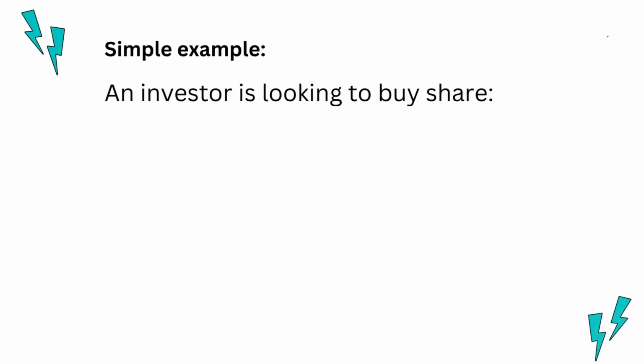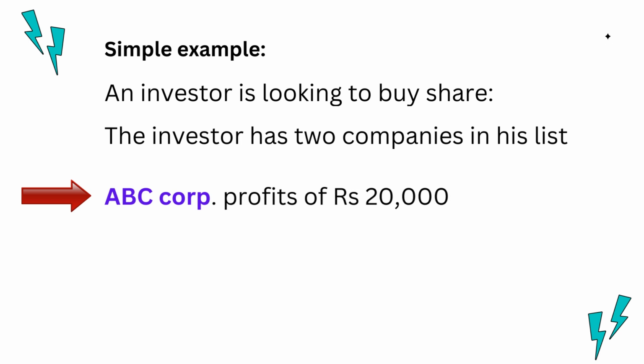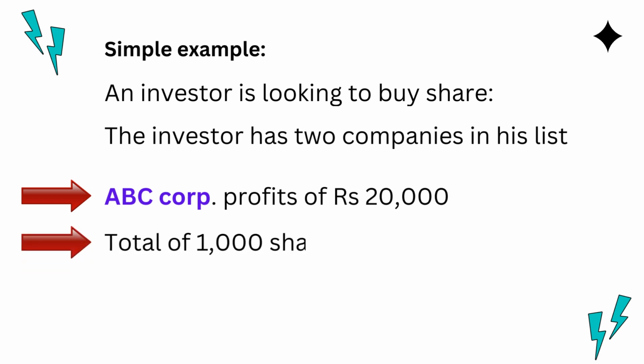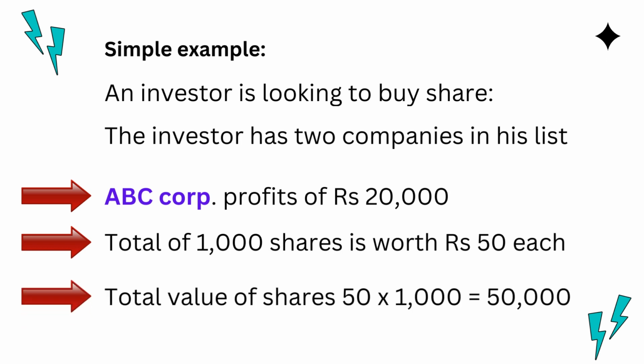Let's assume an investor is looking to buy shares of a company. The investor has two companies in his list. ABC Corporation, which has generated a profit of 20,000. ABC Corporation has a total of 1000 shares which is worth Rs 50 each. The total value of shares is 50,000.